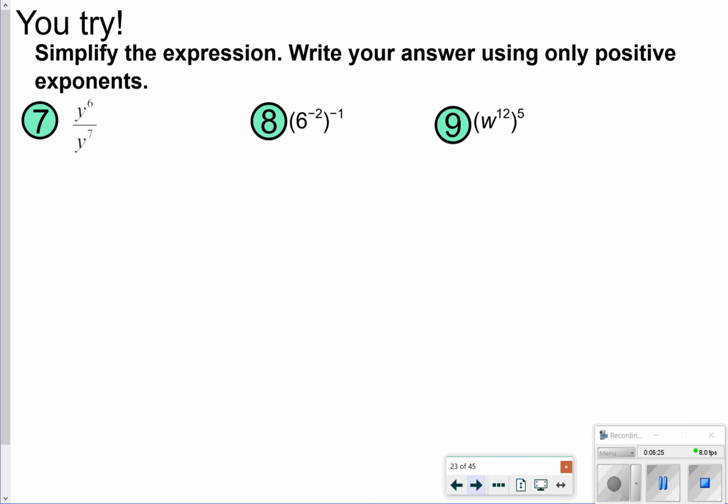Okay. Here are a few more, 7, 8, and 9, and then we'll get into one more deal of our notes. Again, let's go ahead and simplify the expression. If you have any negative exponents, make sure you change them to positive ones. Let's go ahead and pause the video here, and then click play when you're ready to check.